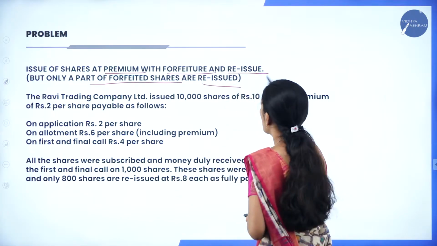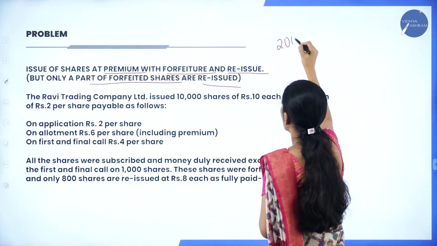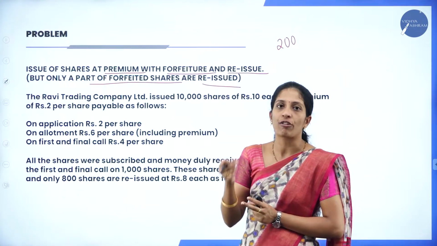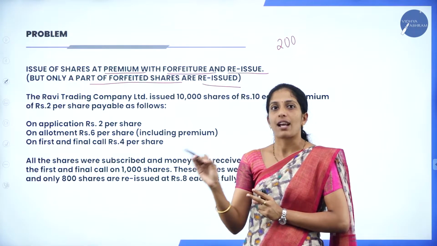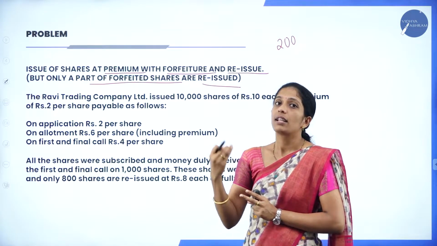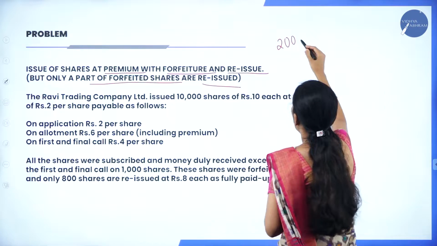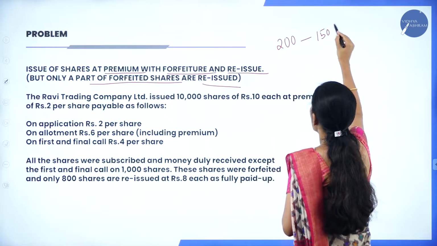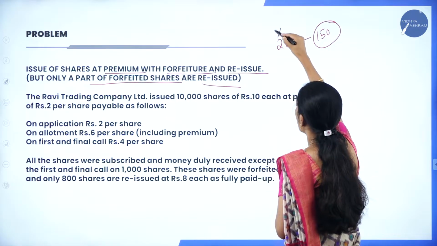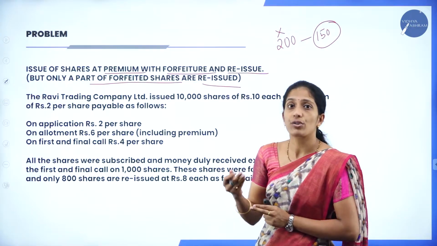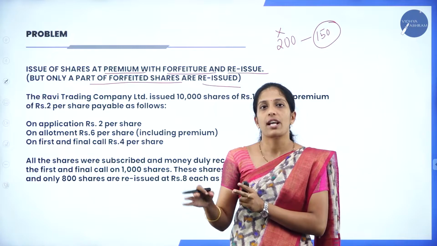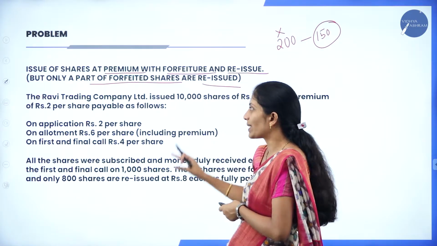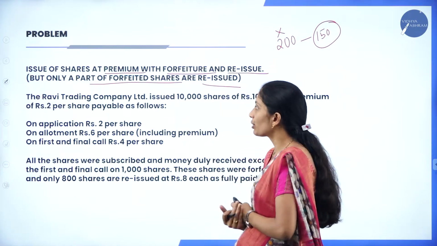For example, if there are 200 shares which have been forfeited for not paying any of the money, at any of the stages. So 200 shares they have forfeited and they are going to reissue only 150 of them. So here 200 shares they have forfeited, but they are not going to reissue the full forfeited shares. Only a part of the forfeited shares they are going to reissue. So that will be the problem here. Now go through the problem.